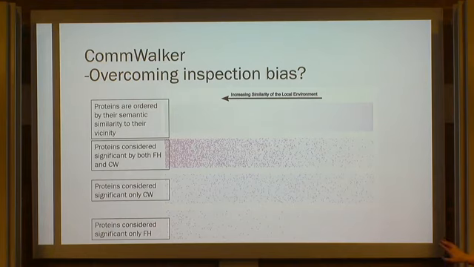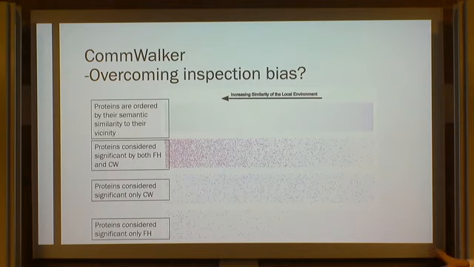What's interesting is that I look at the next row down. This is the things that are considered significant only by CommWalker. I've now got this nice spread across the whole thing. So it is doing what I want it to do. I will then come on to whether that's useful, because of course, maybe these are all rubbish at this end. I should be aware that this could easily be rubbish and I could be generating garbage.